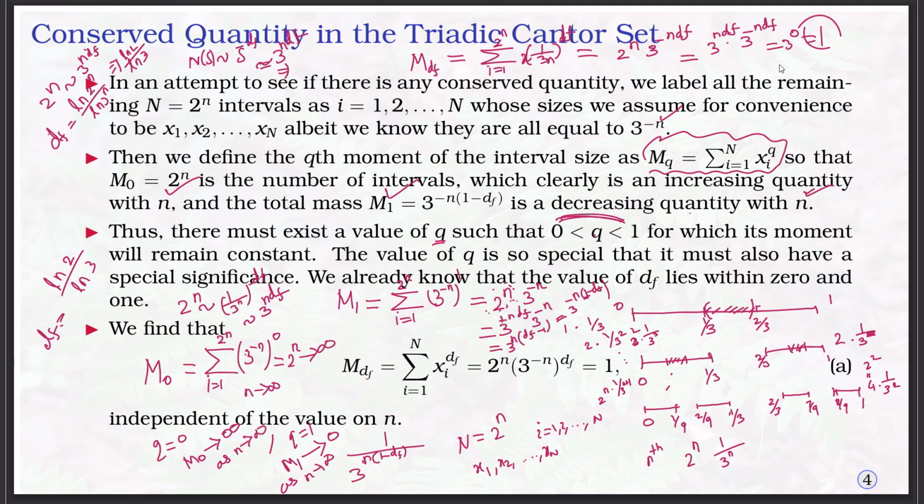Now you can observe that in this moment there is no involvement of n. If n tends to infinity, the moment remains constant. That means the total mass equal to 1. The total mass is 1. So this moment is independent of the value of n. The m df moment of this probability measure remains constant, which is independent of n.